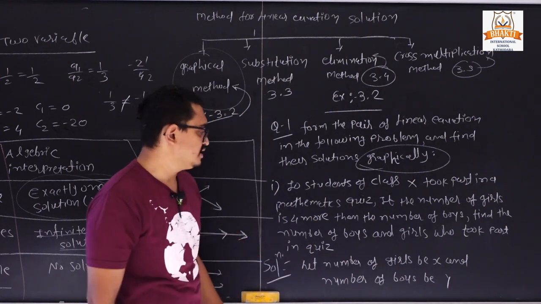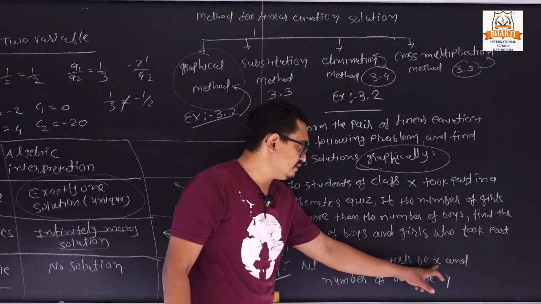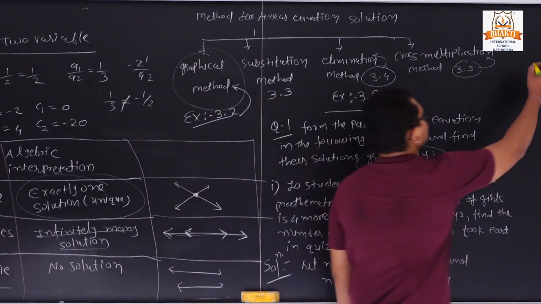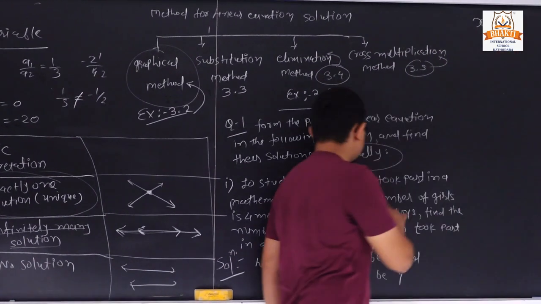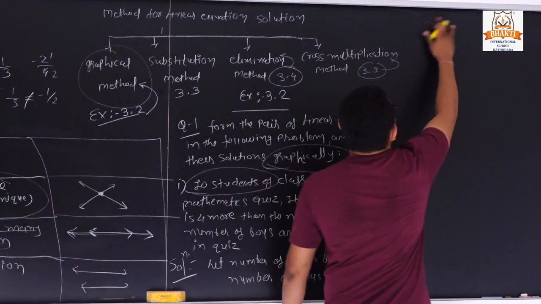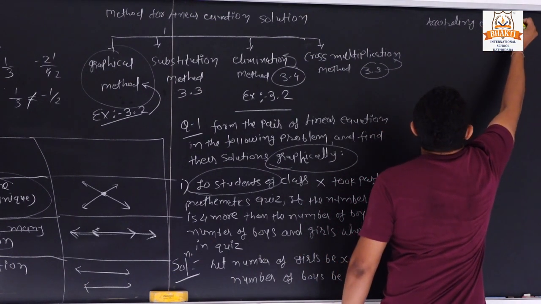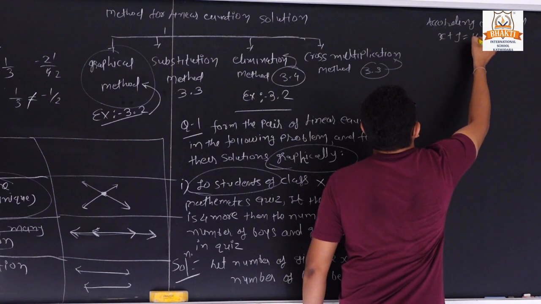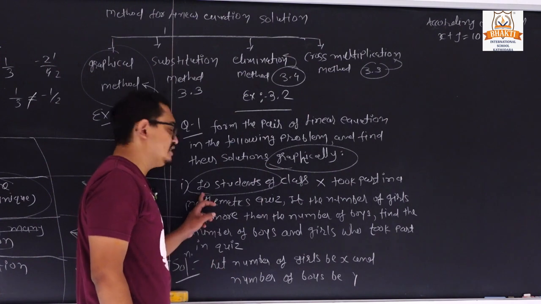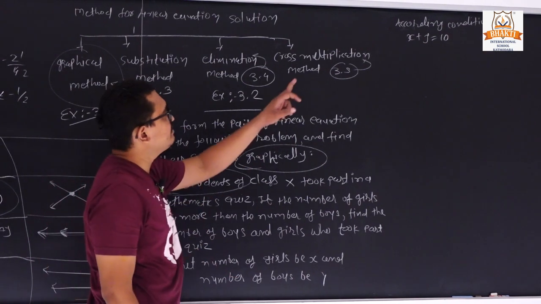So for that, let us assume and start. Suppose the number of girls is x and the number of boys is y. According to our first condition, we have in total how many students? 10 students. So we can write according to the condition, our first equation is x plus y is equal to 10. Clear? Because the total number of students is 10, it means the number of boys plus the number of girls will be 10.